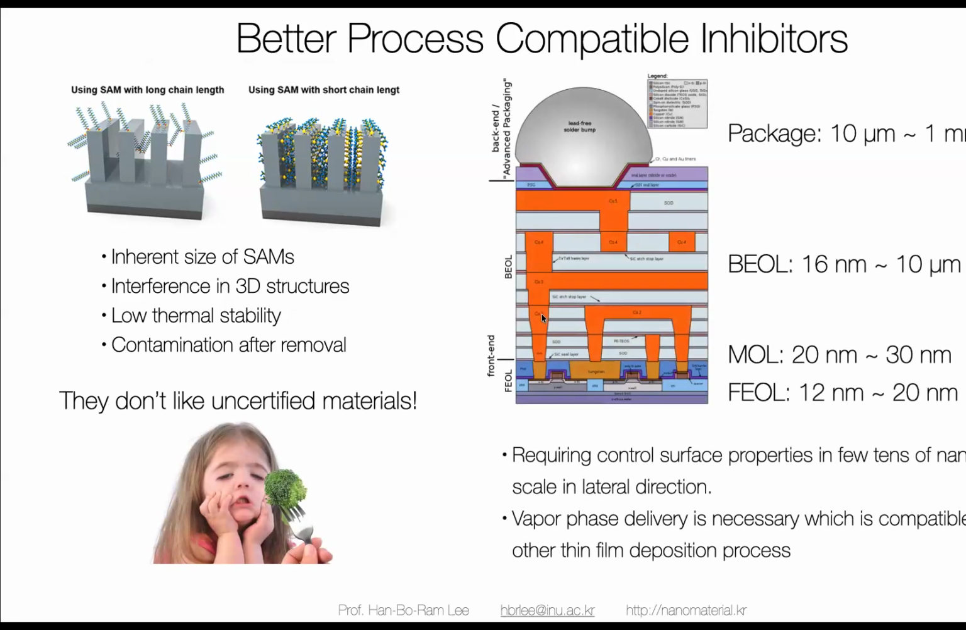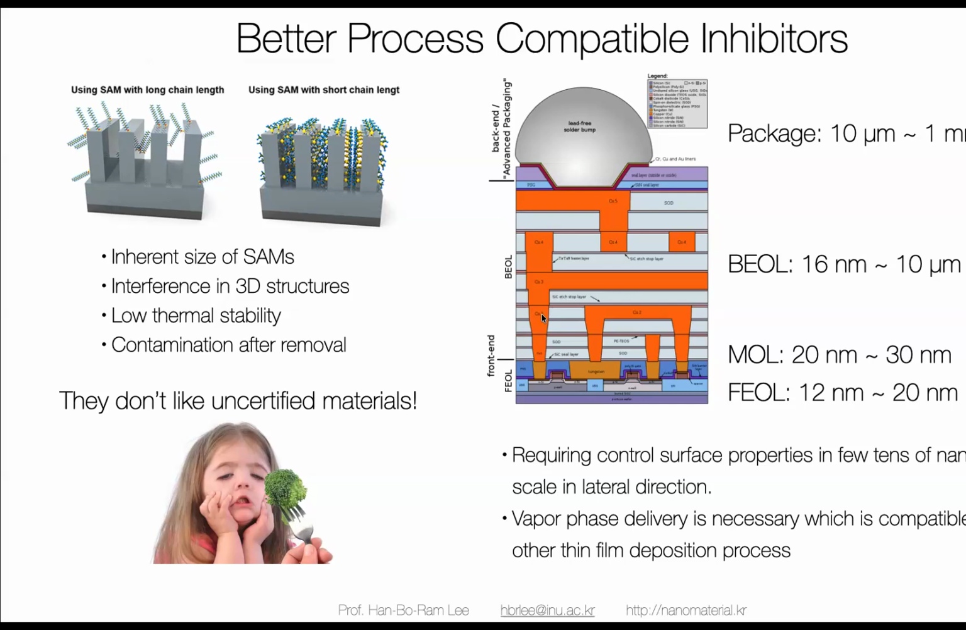So think about that. This is the cross-sectional image of the silicon device structure. The package level is almost 10 micrometers to 1 millimeter. Back end of the line is almost 16 nanometers to 10 micrometers. And then middle of the line, 20 nanometers and 30 nanometers. The real transistor fabrication process, the front end of the line, is 12 or 20 nanometers, which is really small scale. They don't want to use organic molecules whose length is around 5 or 4 nanometers. They don't want to use that.